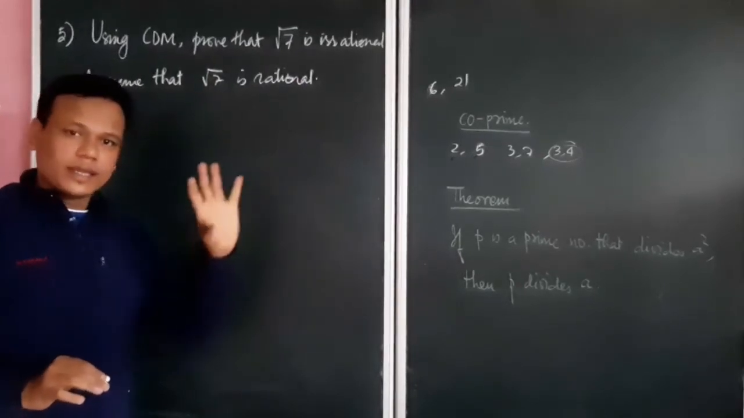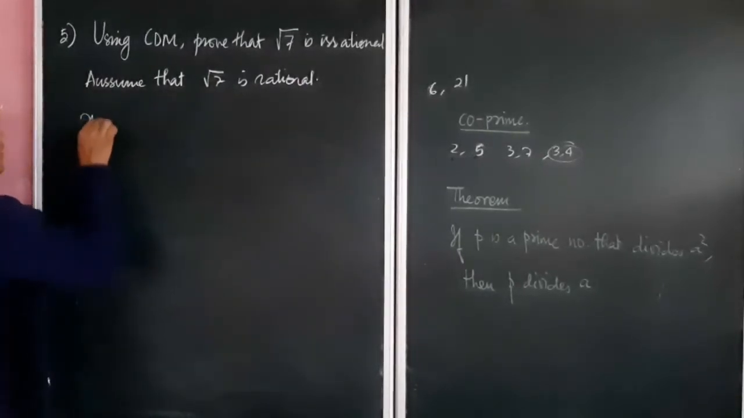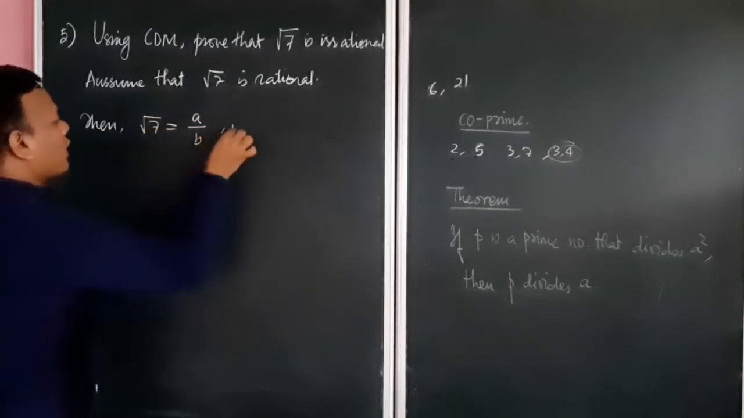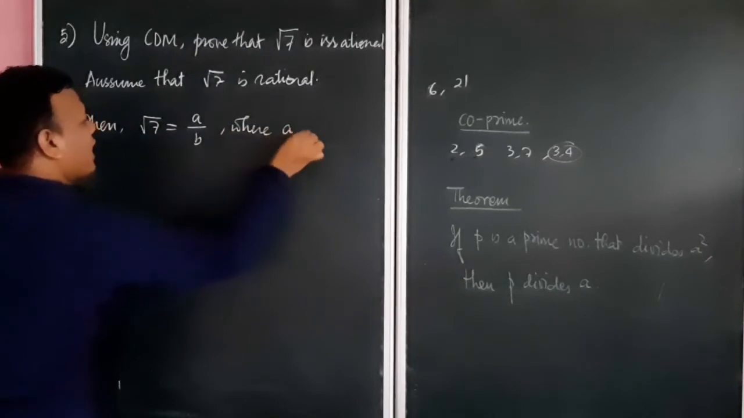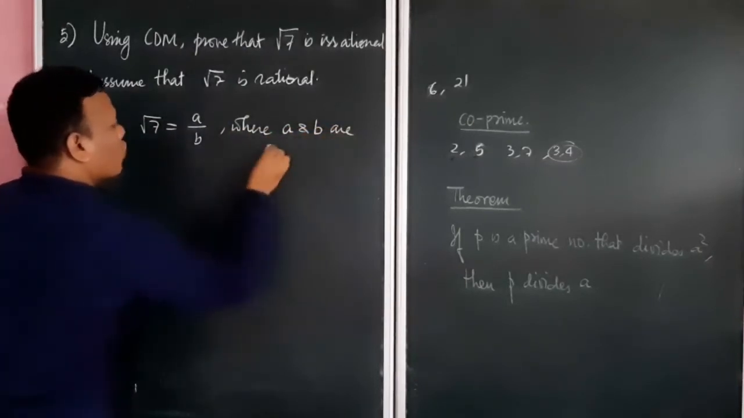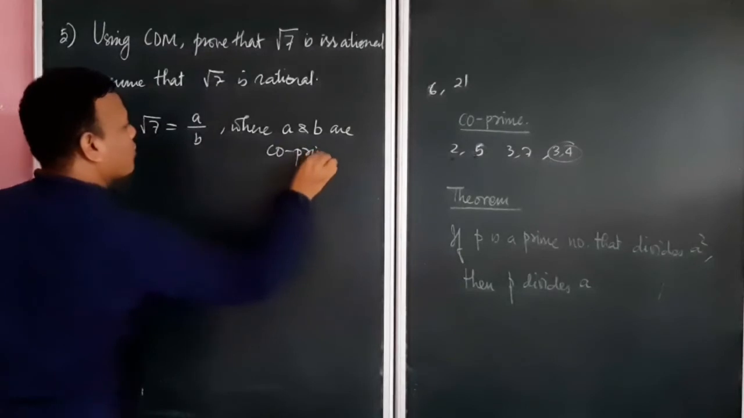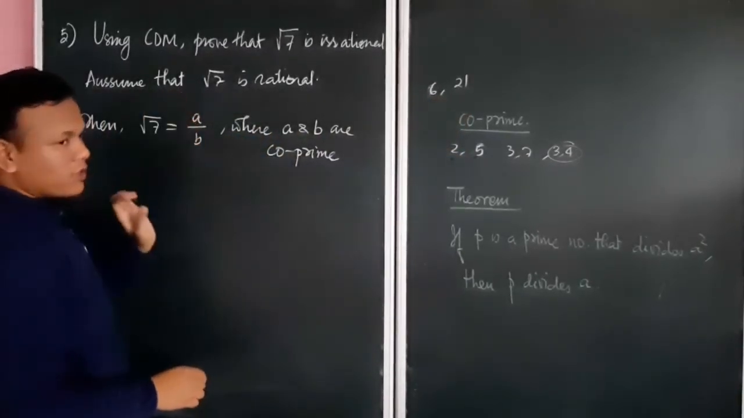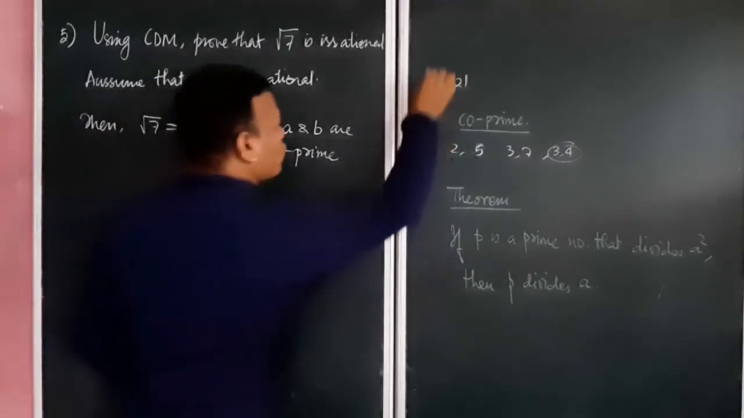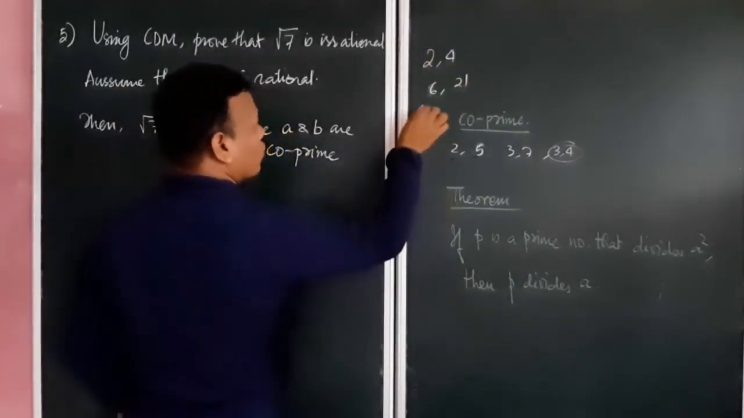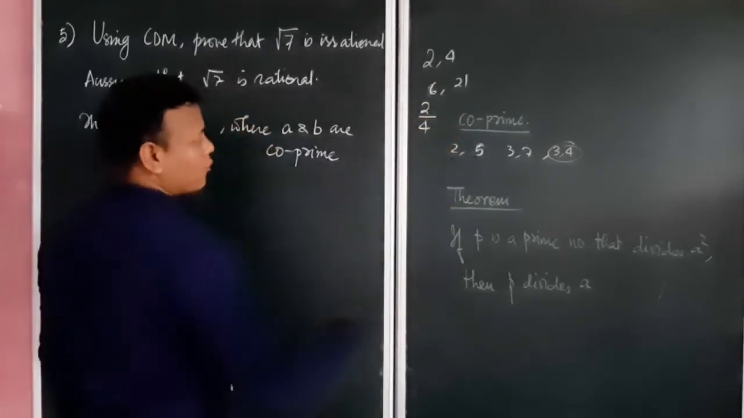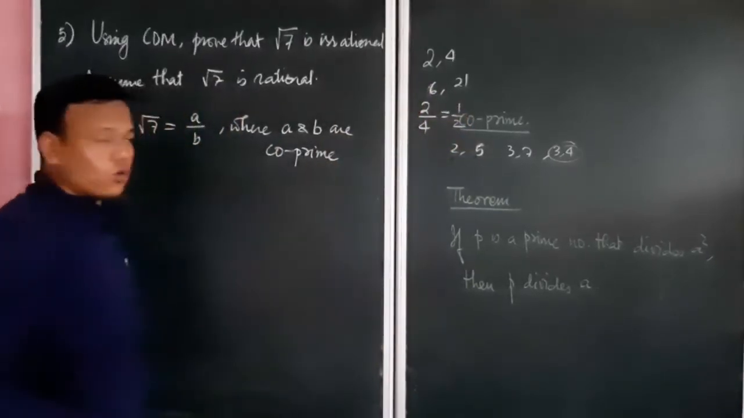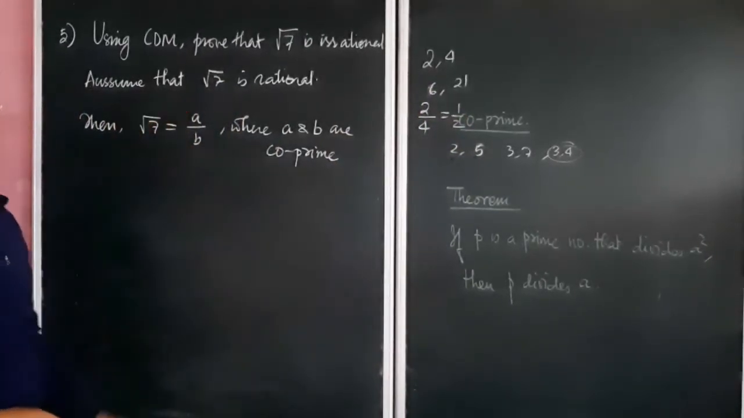Now if it is rational, then can I write root 7 as a fraction like a by b, where a and b are co-prime. Now we have to make use of the co-prime concept here. So there is no common factor between them. For example, 2 and 4 are non-co-prime, right? If I write this as 2 by 4, then my answer will be 1 by 2, right? So 1 and 2 are co-prime, isn't it? So that's why I have written co-prime here.